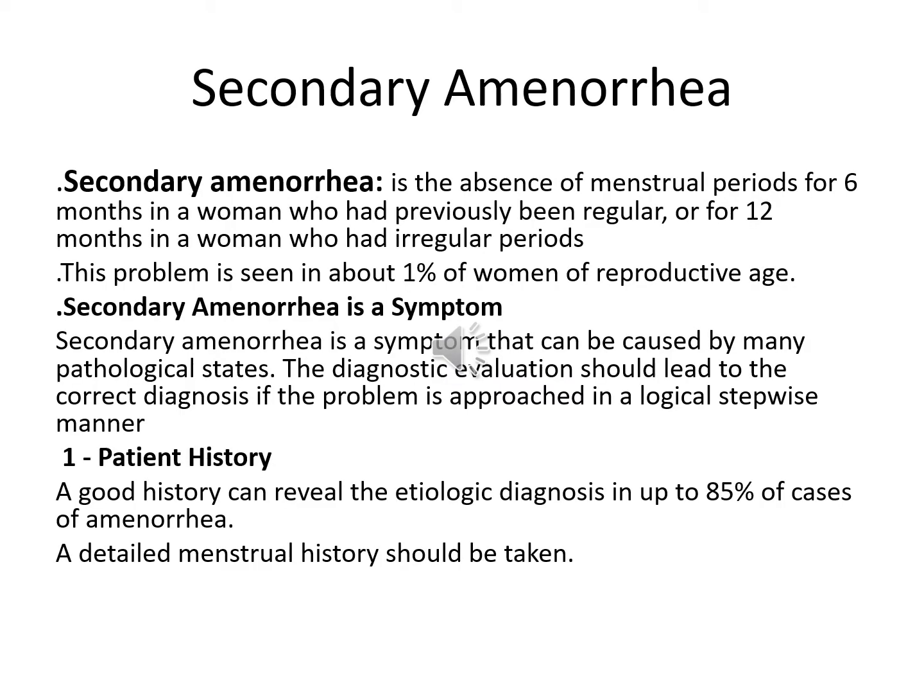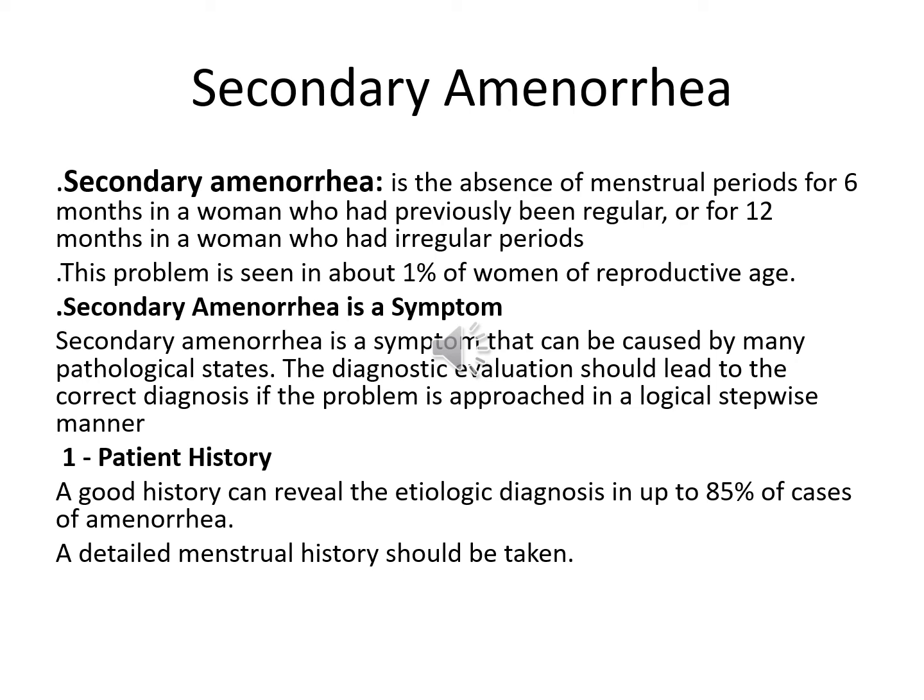Secondary amenorrhea, it is less common than primary amenorrhea. The incidence is around %. It is the absence of menstrual period for 6 months in women who had previously been regular, or for 12 months in women who had irregular periods. Any lady should bleed 3 to 4 times per year. You will not allow more than that, aiming to prevent endometrial hyperplasia.